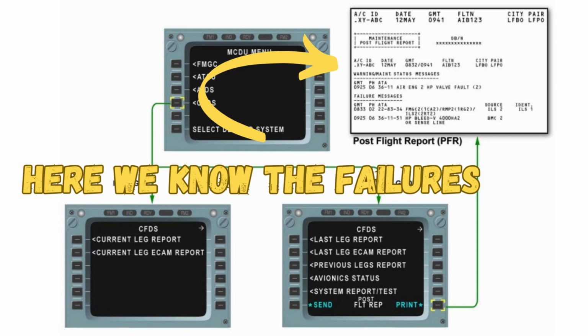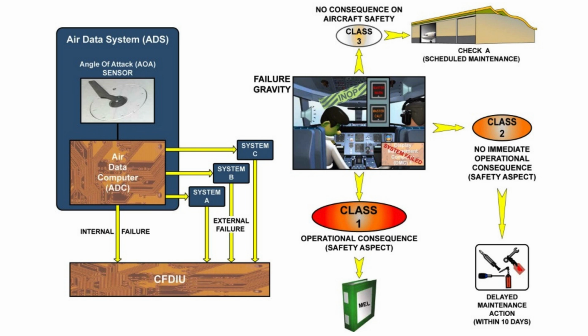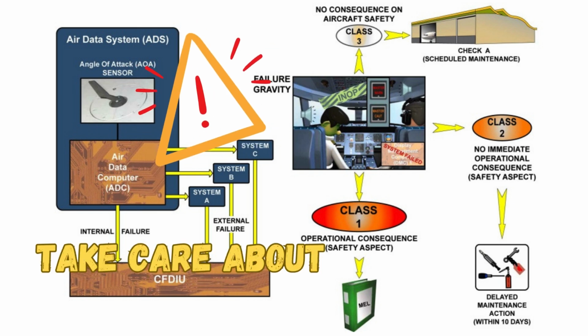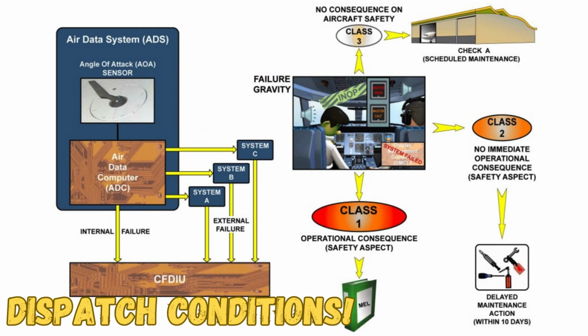For safety reasons, these line replaceable units, LRUs, are permanently monitored. They can be tested and troubleshooting can be performed. The failures are classified according to their importance. Class 1 failures are the most serious ones and require an immediate maintenance action subject to the Minimum Equipment List, MEL. Class 2 failures may have consequences if a second failure occurs and must be repaired within 10 days. The Class 3 failures can be left uncorrected until the next scheduled maintenance check.